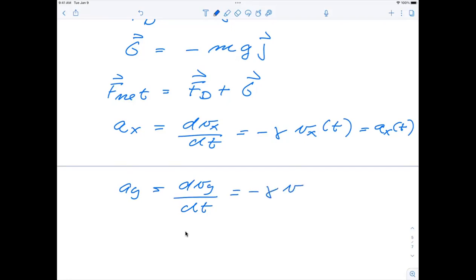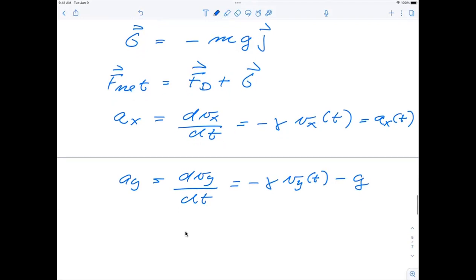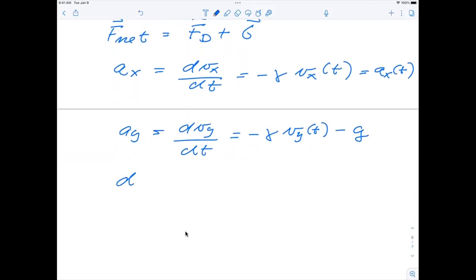We have divided away the mass. We have vy of t, and in addition the gravitational acceleration. And then the final two equations we need to look at are dx/dt, which equals v of x, and finally dy/dt, which is equal to v of y here.